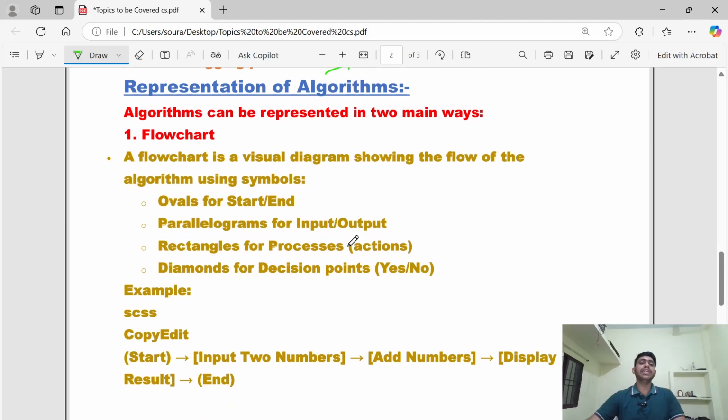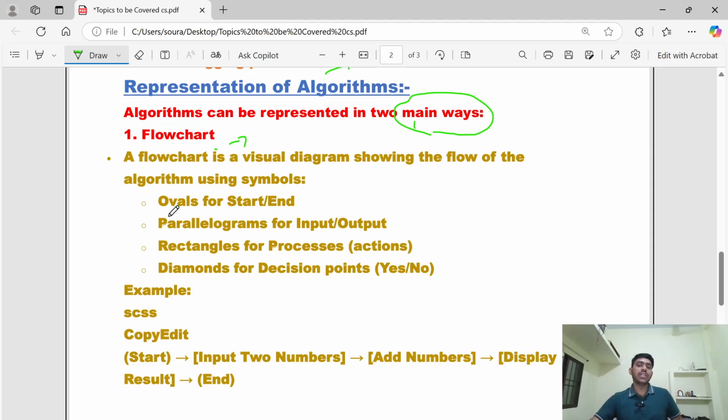Now we will see the representation of algorithms. How can we represent an algorithm? We can represent an algorithm in two main ways. One is a flowchart, another is pseudocode. Whenever we write an algorithm that we need to display through a pictorial representation, that visual representation of an algorithm is called a flowchart. A flowchart is a visual diagram showing the flow of the algorithm, how the algorithm is moving.